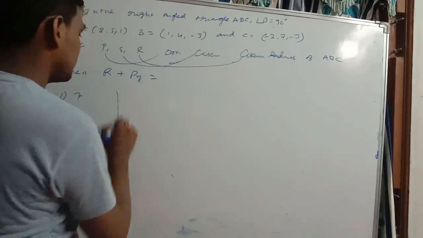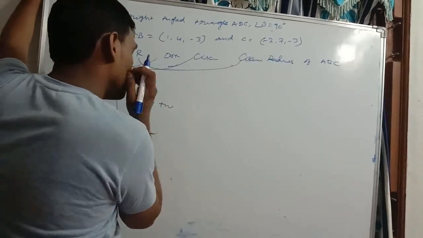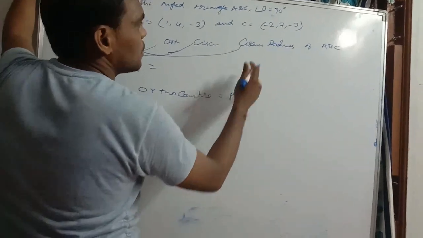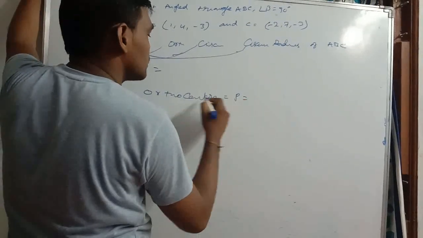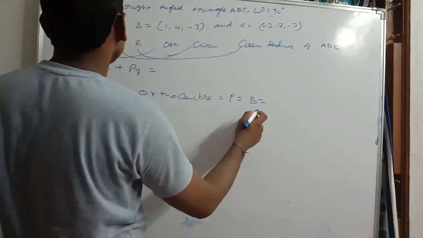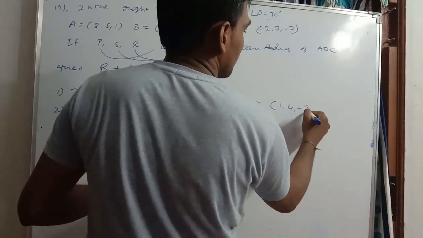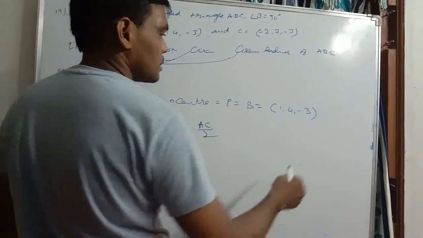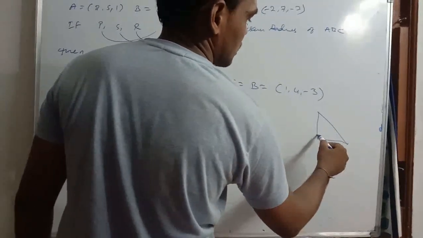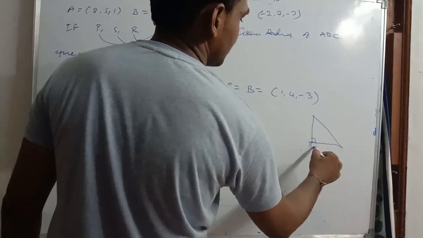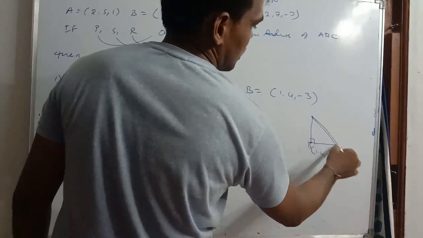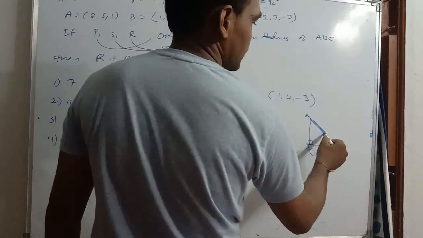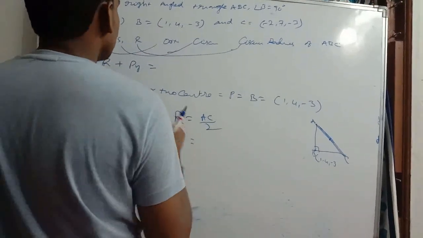Now the orthocenter is P. Since angle B is 90 degrees, the orthocenter is B, which is (1, 4, −3). The circumradius is R equals AC by 2, since angle B is 90 degrees. So the orthocenter is (1, 4, −3) and the circumradius is AC by 2. Now find the distance AC.